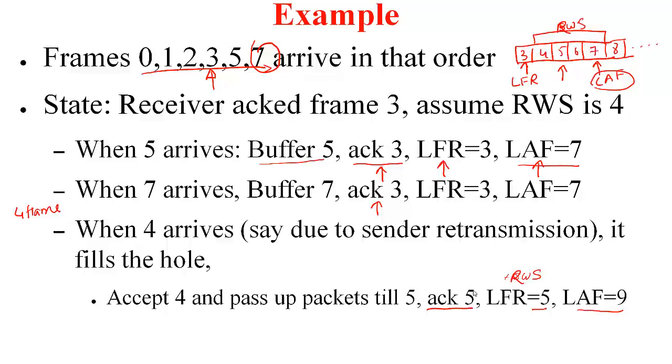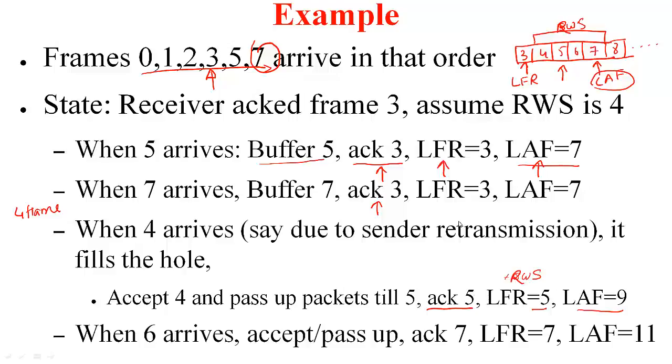Now, when frame 6 arrives, it's going to fill up the hole. So, you're going to acknowledge all frames until frame 7. Thereby, your LFR becomes 7 and your LAF becomes 11. So, this is how cumulative acknowledgements work at the receiver.